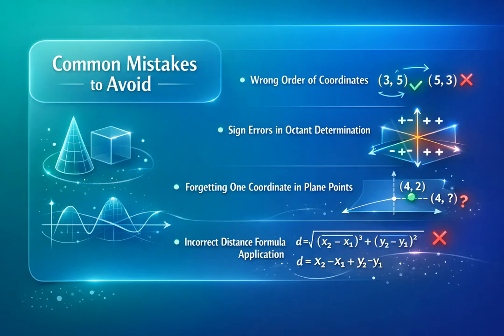Watch out for common mistakes. Don't mix up the order of coordinates. It's always X, Y, Z. Be careful with signs when determining octants. Remember that points on coordinate planes have one coordinate 0, not 2. When applying the distance formula, make sure you're subtracting corresponding coordinates correctly.